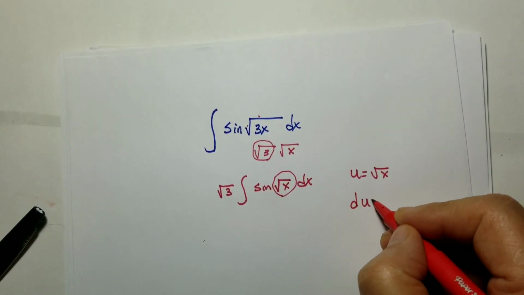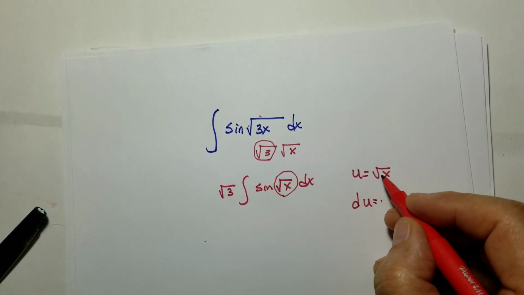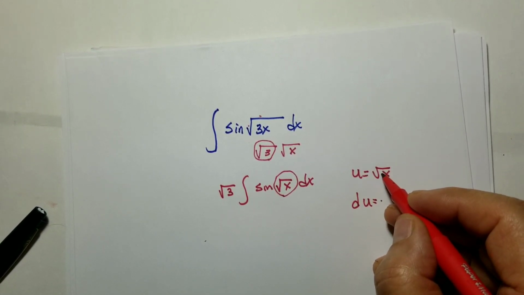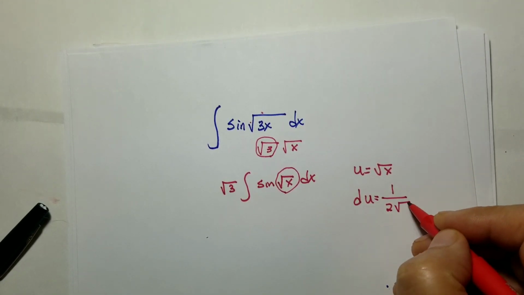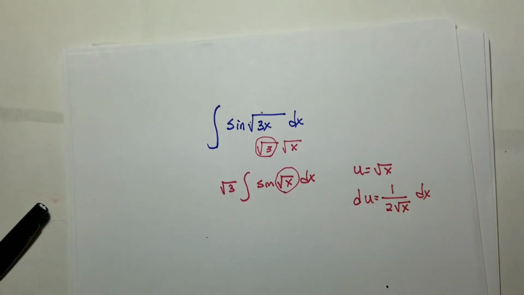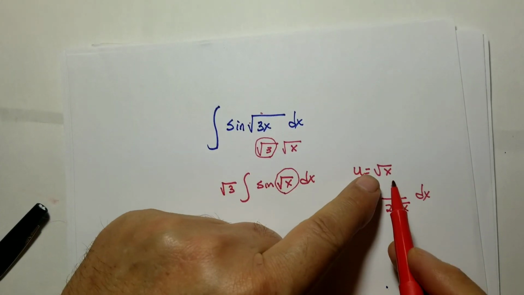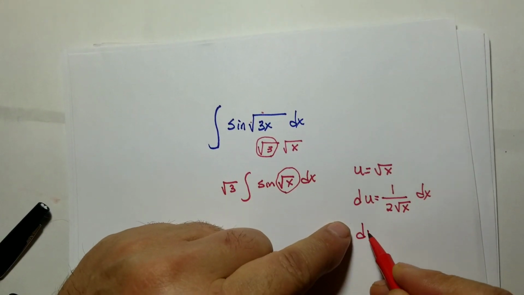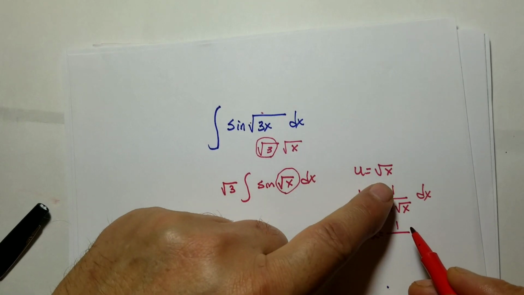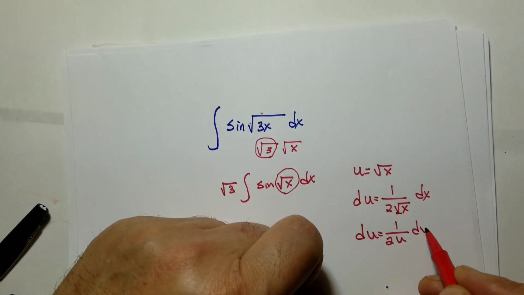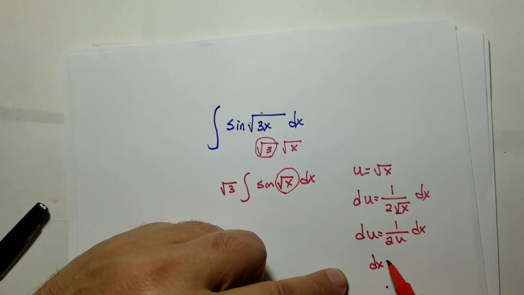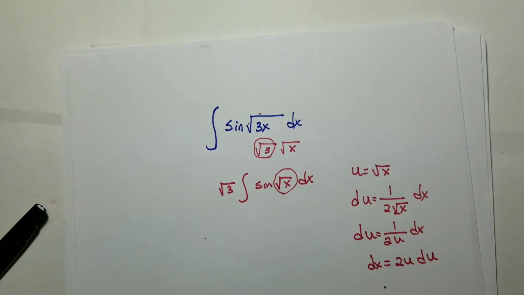Therefore, what is the derivative of that one? X to the power of 1/2 gives 1/2 x to the power of -1/2, which is 1 over 2 square root of x dx. Good job. Tell me, what was the square root of x? The square root of x is u. Tell me, what is dx? dx is 2u du. Oh, that was sweet.